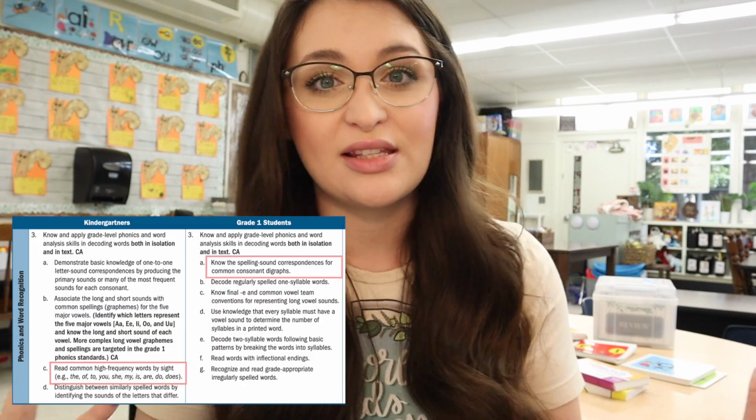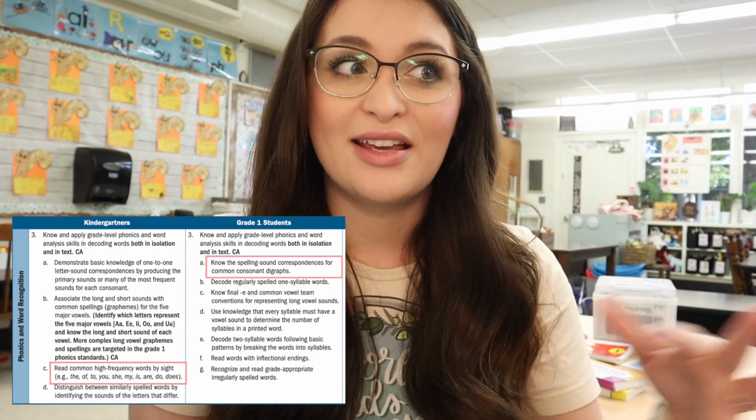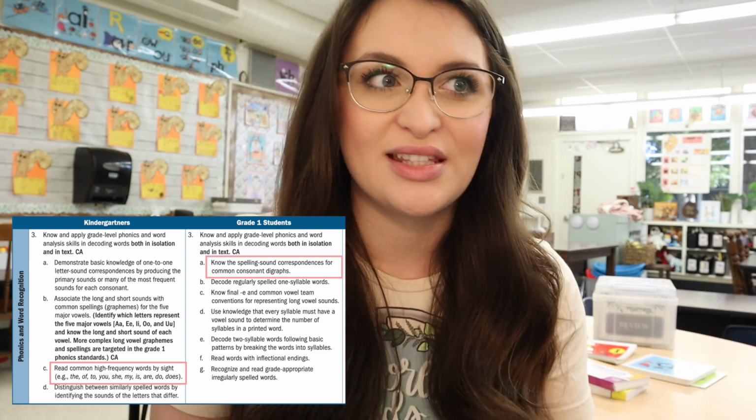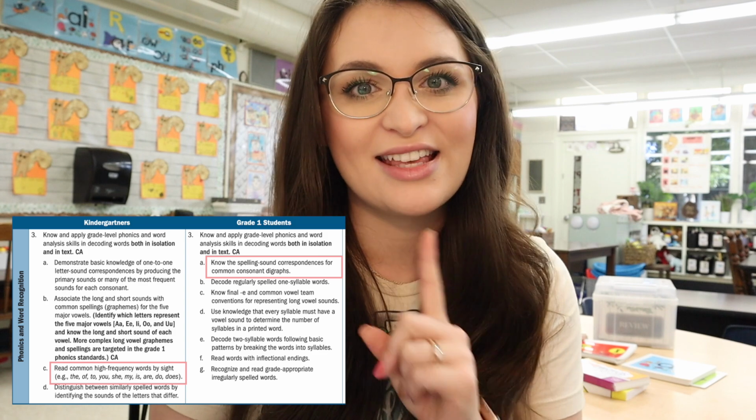So T and H is a skill that we learn in first grade, but kindergartners are still supposed to know the word "the," even though they don't know that T and H makes the "th" sound. So it brings up a problem. How do you teach students these phonics skills in a way that they can remember them when they're not supposed to see it in their curriculum until a year or 2 years or 3 years later?